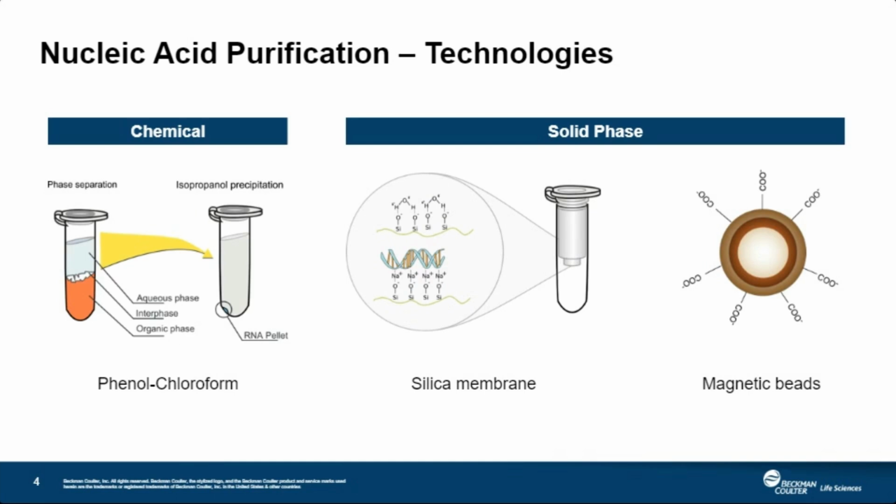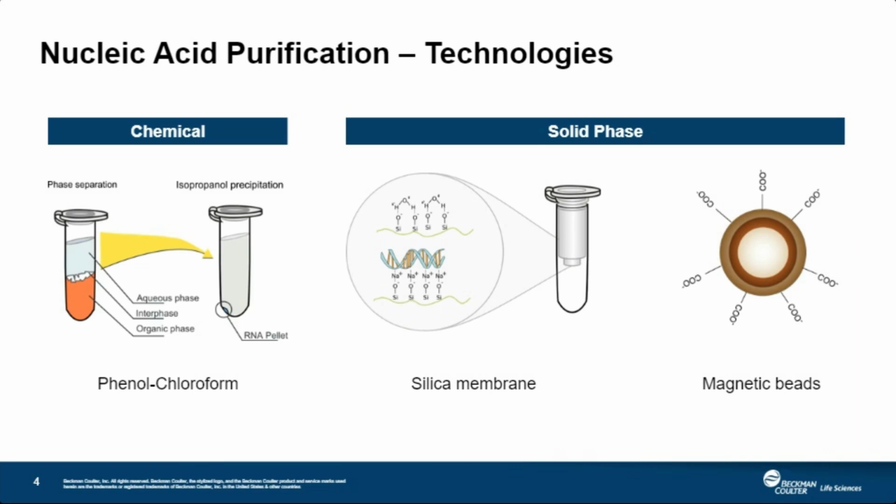There are two main ways that these purifications can happen. One is a chemical route. So I'm sure most people are familiar with the old school phenol chloroform. A lot of challenges with this type of method, the main one being using chemicals that really are not healthy for the researchers to be using. So not the most preferable way that folks would like to do nucleic acid purification.